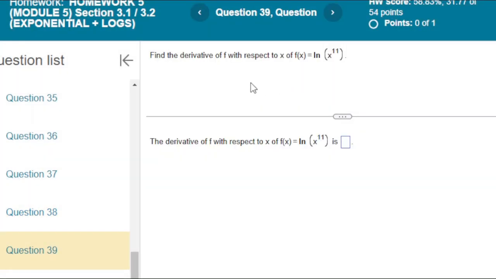Now this next one says find the derivative of f with respect to x of this function. F of x equals natural log of x to the 11th. Now later on, we're going to learn something called the chain rule, which will allow us to take derivatives of really natural log of anything. But for this one, how can we do it? Well, the idea here is we're going to simplify this function.